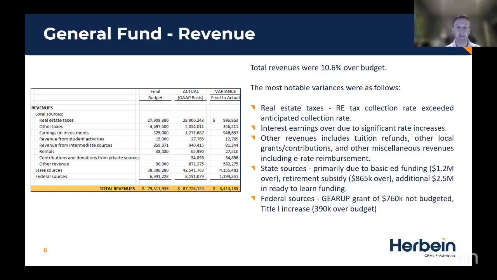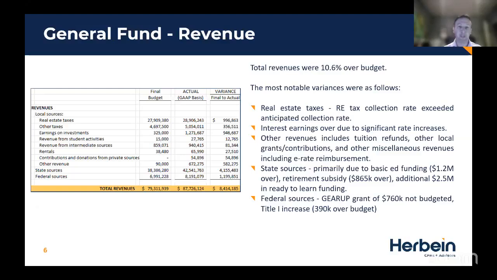Moving into the numbers, looking at general fund revenue budget to actual results. Overall for the year, the district came in $8.4 million over budget for the revenues, which is a 10.6% variance. Key components there: under local revenue sources, the real estate taxes were just about $1 million over budget, primarily due to the actual collection rate exceeding the anticipated rate within the budget. Earnings on investments were also almost $1 million over budget, due to the high interest earning rates during the year with the investments of the school district.